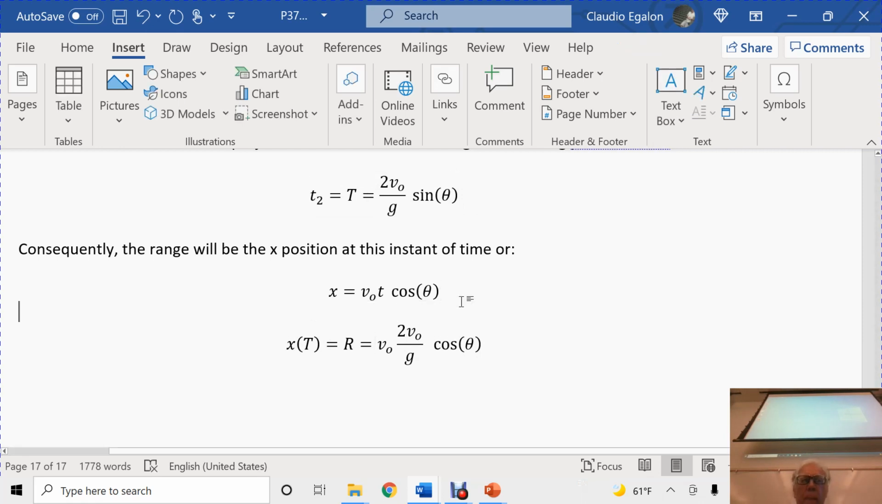Put this way. And now it's just a matter of, oops, did I miss anything? Yeah, I did miss something. The sine of theta is not there.